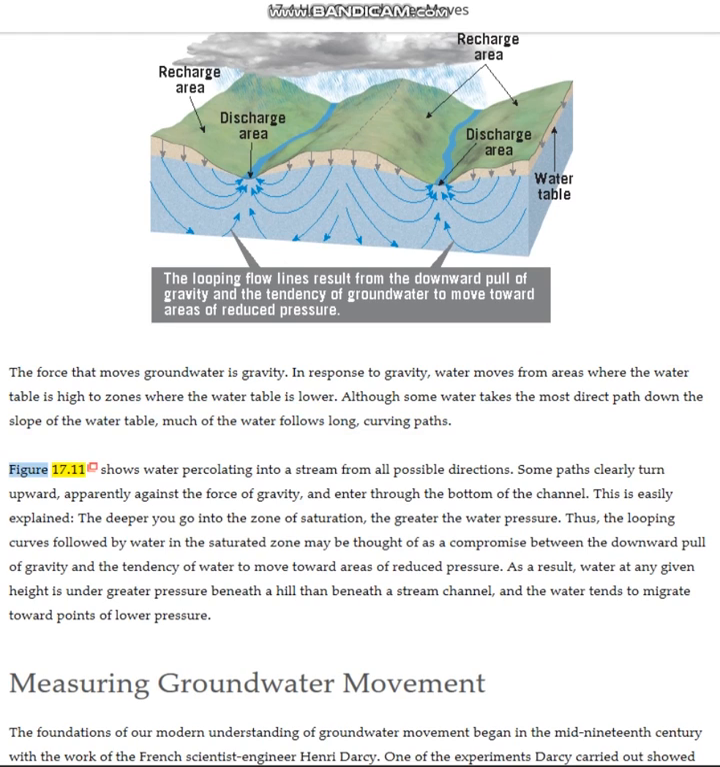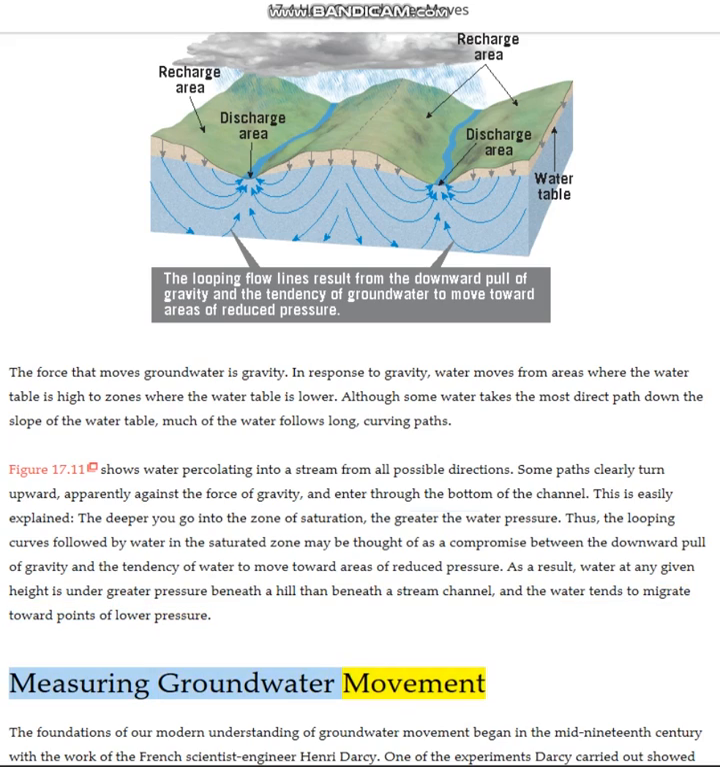Figure 17.11 shows water percolating into a stream from all possible directions. Some paths clearly turn upward, apparently against the force of gravity, and enter through the bottom of the channel. This is easily explained. The deeper you go into the zone of saturation, the greater the water pressure. Thus, the looping curves followed by water in the saturated zone may be thought of as a compromise between the downward pull of gravity and the tendency of water to move toward areas of reduced pressure. As a result, water at any given height is under greater pressure beneath a hill than beneath a stream channel, and the water tends to migrate toward points of lower pressure.